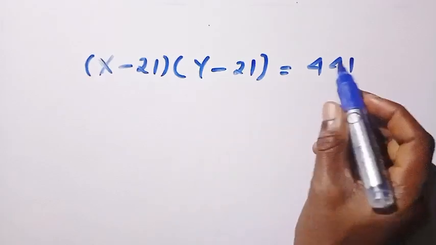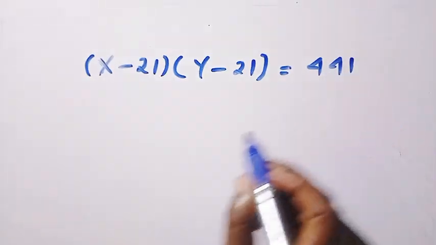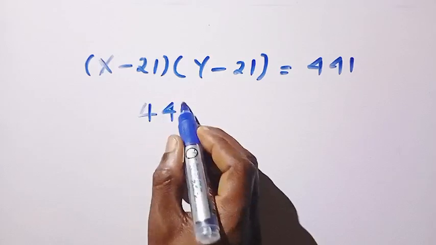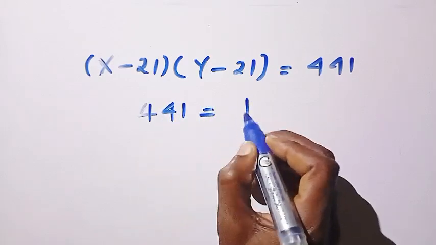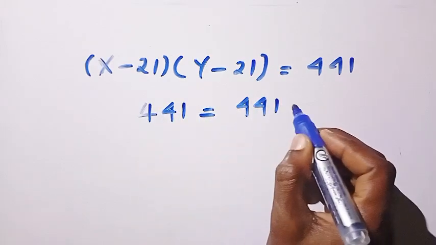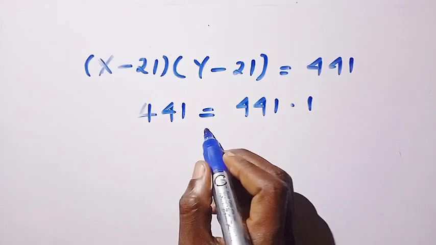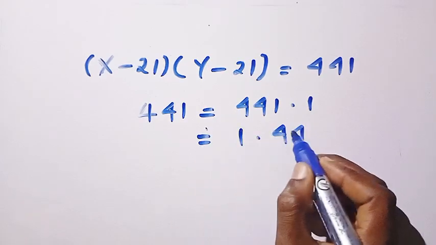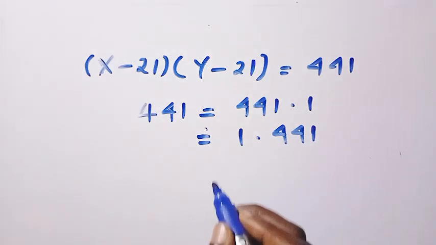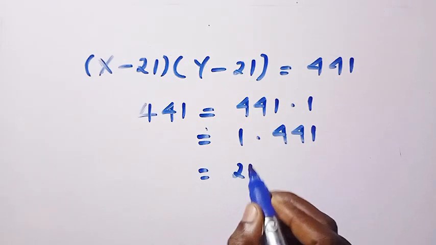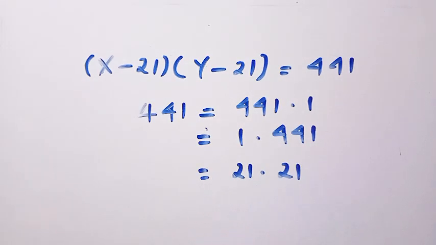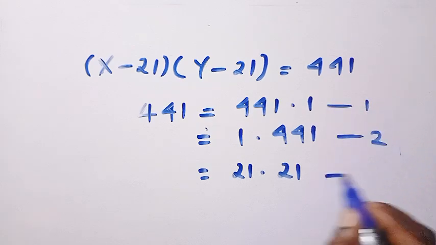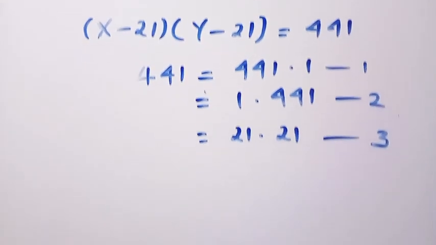We have to look for the two numbers that multiply together and give us 441. So 441 equals 441 multiplied by 1, which also equals 1 multiplied by 441. And also we have 21 multiplied by 21. So we have three cases: case 1, case 2, and case 3.